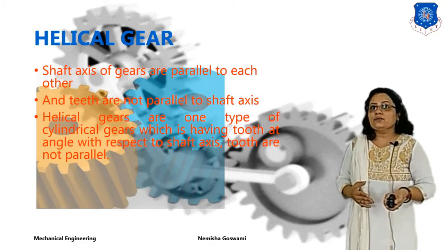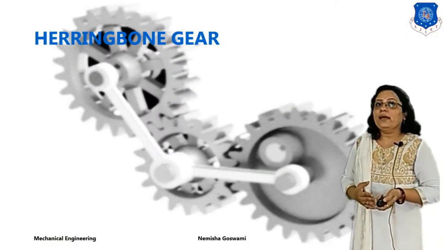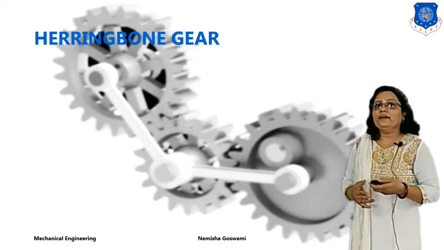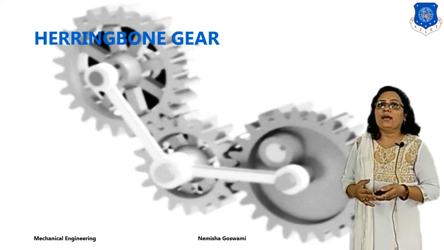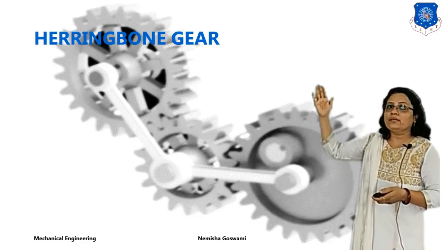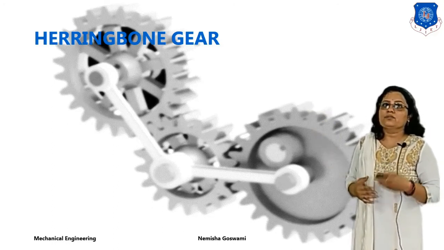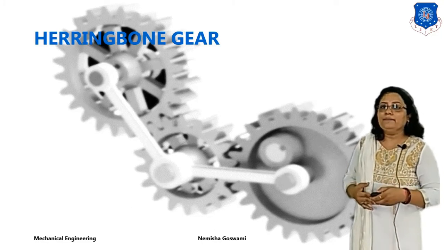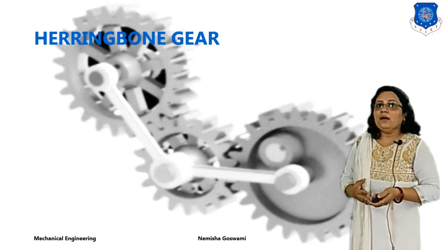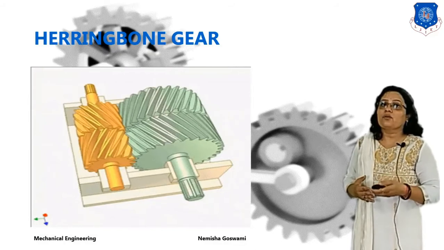Now, next is the herringbone gear. The herringbone gear is an advancement of the helical gear, or you can say that double helical gears are also known as herringbone gears. Now what is the need for the herringbone gear? We already discussed the helical gear. Herringbone gears are used to cancel out the axial thrust which is produced in the case of the helical gear.